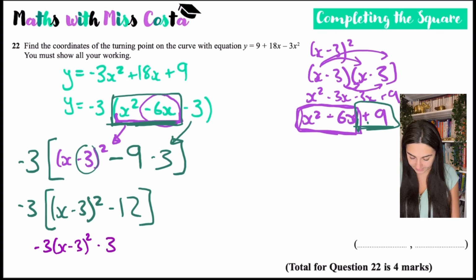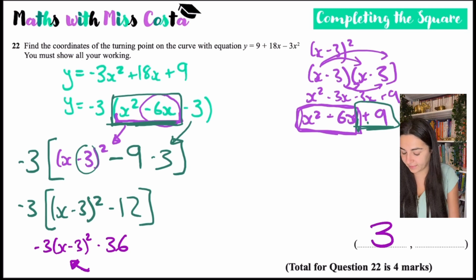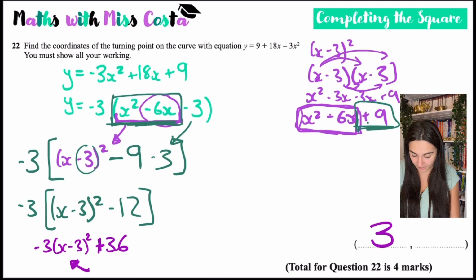take 36. Now to find the turning point, all you do is you take the inverse of whatever's inside this bracket. So in this case, that will be 3. Oh no, negative 3 times negative 12 should be positive 36. So the inverse of what's inside the bracket, and then the leftover bit here. So the turning point would be 3, 36.